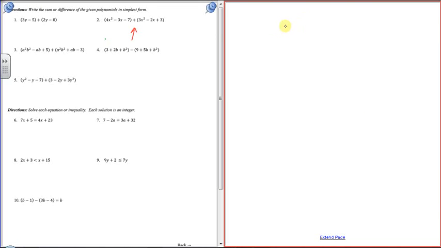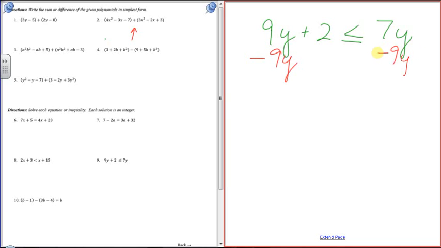Problem number 9. 9y plus 2 is as cleaned up as it gets. Less than or equal to 7y. In this one, I think a lot of you I saw in class moved the 9y to the other side because that's really a one-step deal, so we'll go ahead and do that. That'll bring the 2 down here. Less than or equal to 7 minus 9 is a negative 2y.